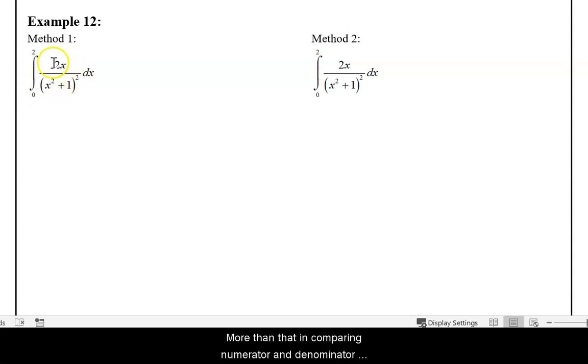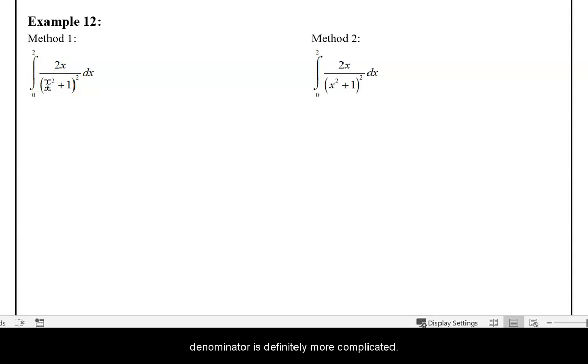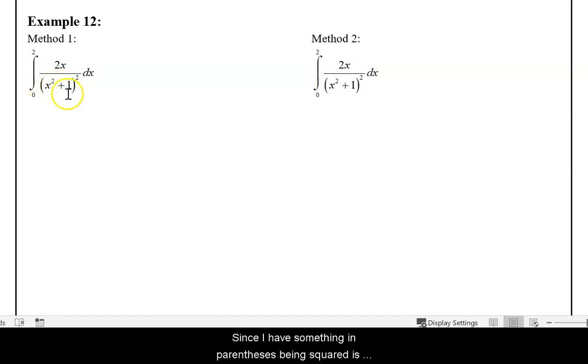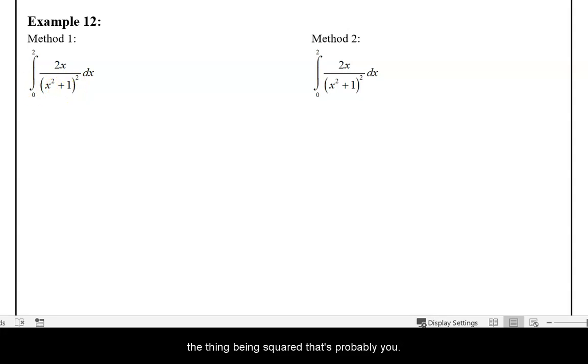Now when we look at the integrand, you see that you have a rational expression. More than that, in comparing numerator and denominator, the denominator is definitely more complicated. I have a quadratic in parentheses being squared. That makes it the best place to find u. Since I have something in parentheses being squared, it's the thing being squared that's probably u. Let's make the substitution and see what we get.